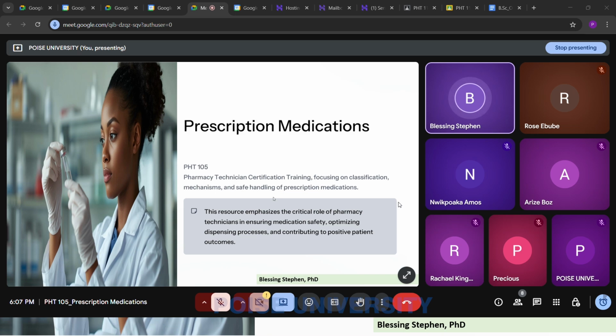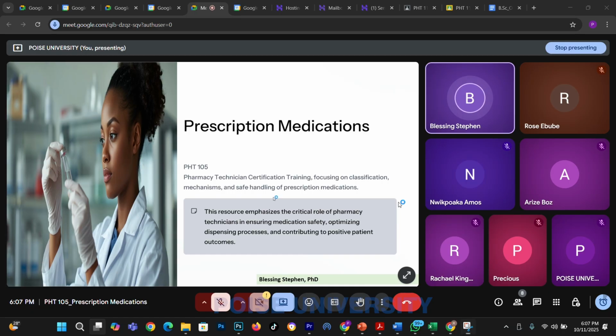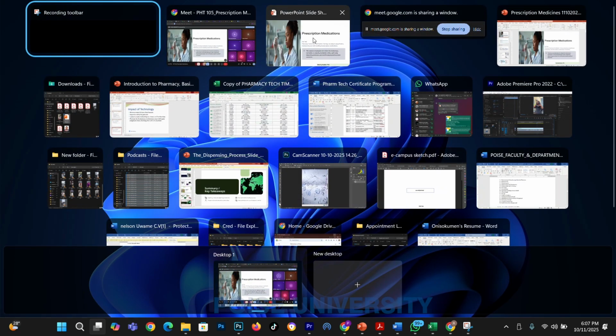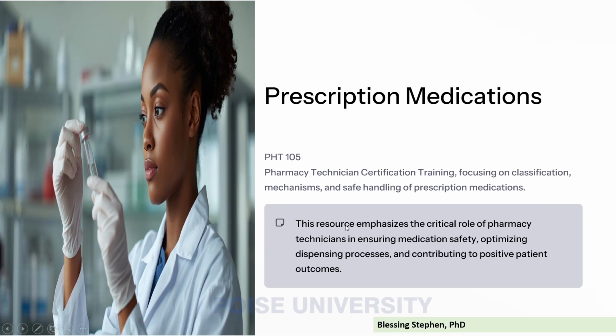We're able to lay emphasis on why, as pharmacy technicians, we must ensure that medications are safe. We must ensure that even though the medicines are safe, they go through the entire dispensing process safely. Ultimately, why do we take medicines? Because we want to see a positive outlook for a patient, right?